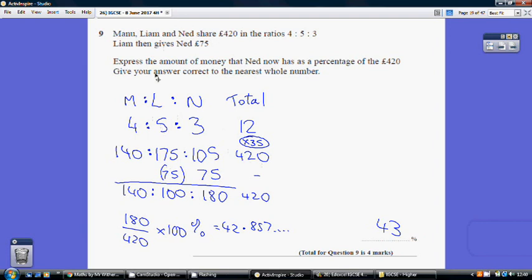Now we're being asked to express the amount that Ned now has as a percentage of the 420. Well, Ned has got 180 out of the 420, so to convert this into a percentage, we do 180 divided by 420, multiply this by 100, giving us 42.857%. So to the nearest whole number, that's 43%.